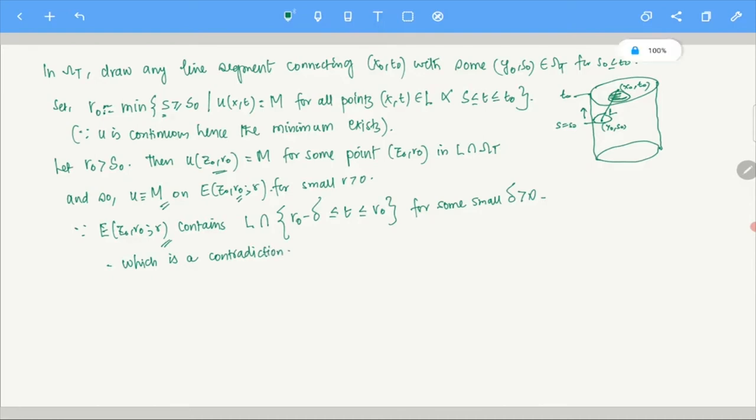Okay, see, this is because r naught is the minimum of s, right? It is the minimum of those s which are greater than s naught such that this thing happens. This is the minimum, but you are showing that there is some r naught minus delta where u is equal to m, so that's a contradiction, right? Okay, so this cannot happen, and hence r naught equals s naught, and so u is equivalent to m on the line segment L. Clear? So on any line segment L, I have proved that u is equivalent to m.